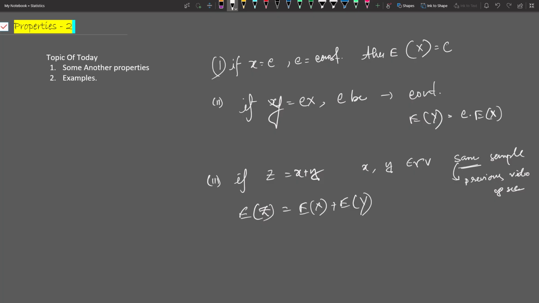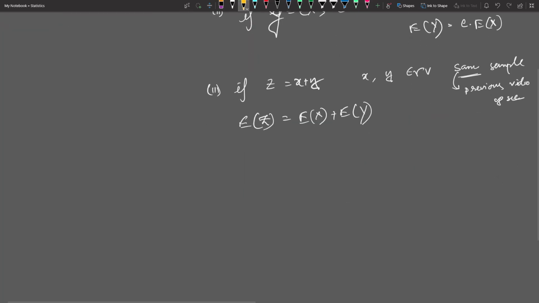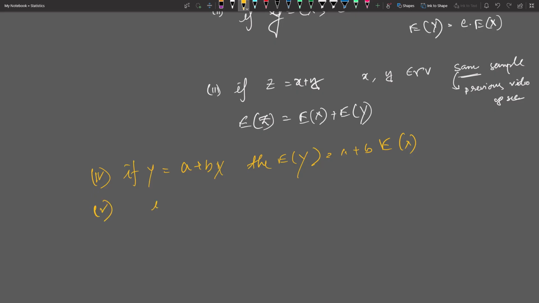And today we will discuss some new properties. Number 4: if Y is equal to a plus bX, then expectation of Y is equal to a plus b times expectation of X. And another property, the fifth and last property: Z is equal to XY. That one was summation and this is multiplication. Nothing else is different.